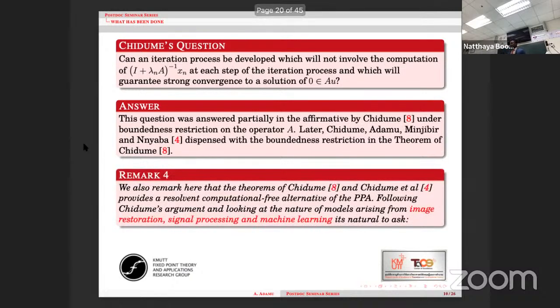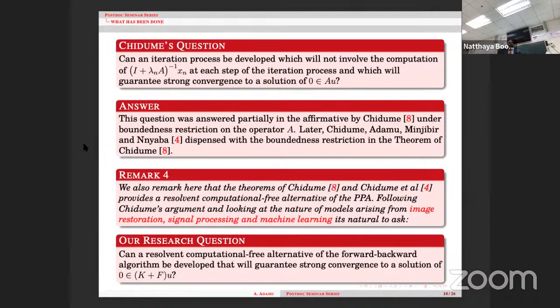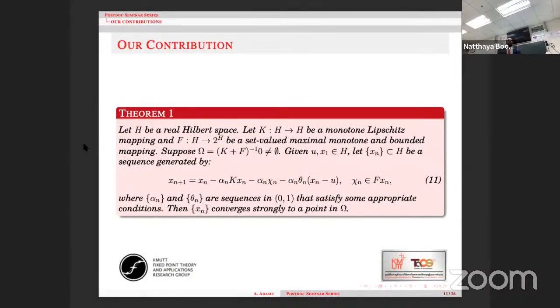Now, looking at the models arising from image restoration, signal processing, and machine learning, they come as a sum of two operators. It is natural to ask: can a resolvent-free computational alternative of the forward-backward algorithm be developed that will guarantee strong convergence to the solution of the inclusion problem? So we were able to introduce this algorithm 11 in the setting of real Hilbert spaces. Observe that algorithm 11 does not require computation of the resolvent operator at any step of the iteration process. We established strong convergence of the sequence generated by algorithm 11 under Lipschitz continuity of K, F maximal monotone and bounded, and the control parameters alpha n and theta n satisfying some appropriate conditions.